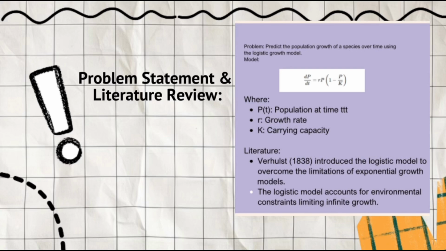This model was introduced by Pierre Verhulst in the 19th century. It improved upon the exponential model by considering environmental limits. It's commonly used in ecology, epidemiology, and economics.